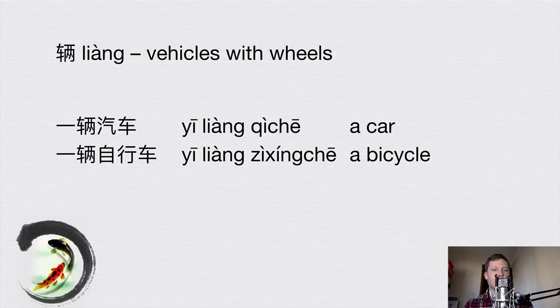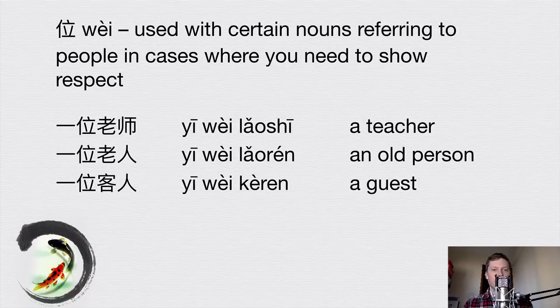And 辆 is often used with vehicles with wheels. For example, 一辆汽车 a car. 一辆自行车 a bicycle. And 位 is often used when you're referring to people in cases where you need to show respect. For example, when you're referring to a teacher, you would want to show respect to that person. Therefore, you would use 位 as a measure word to show respect for that person. So 一位老师 would be a teacher. 一位老人 an old person or an elderly person. And 一位客人 means a guest.